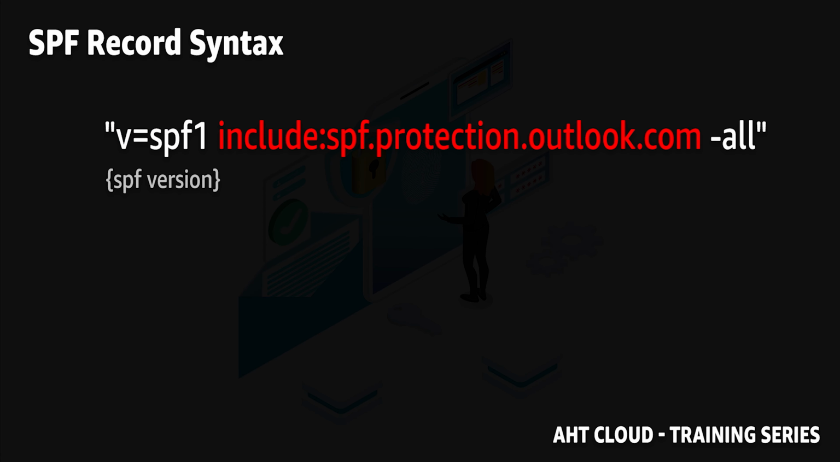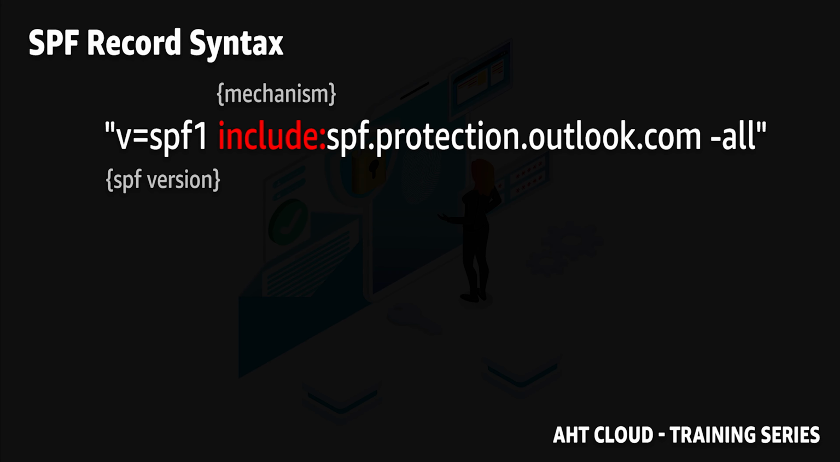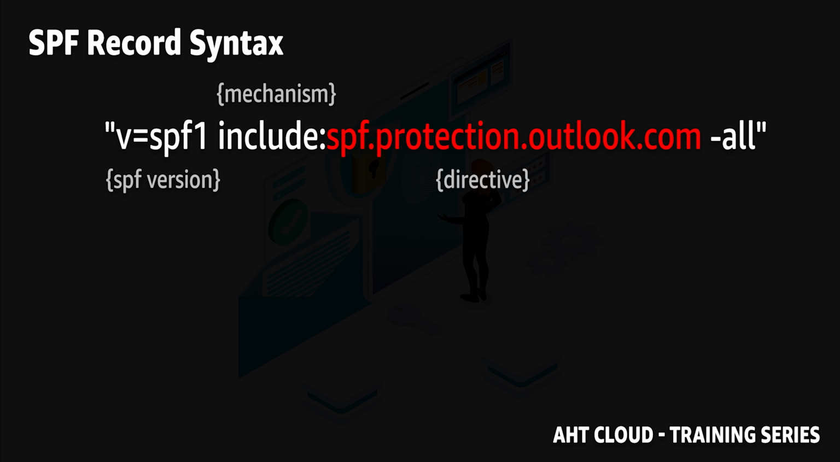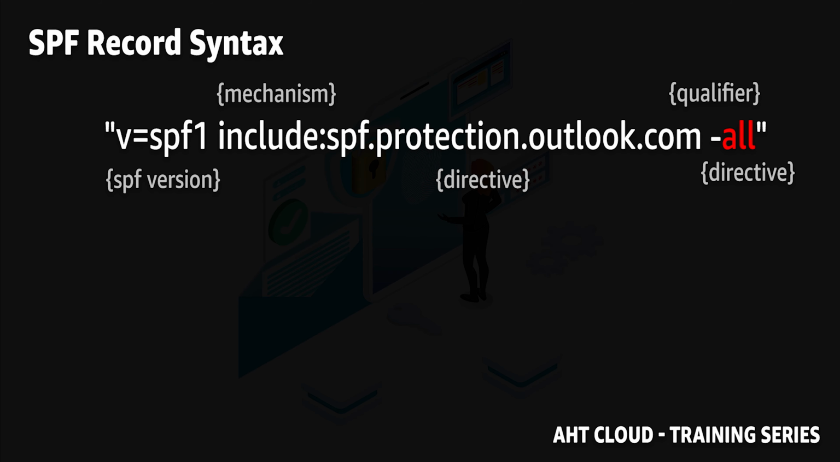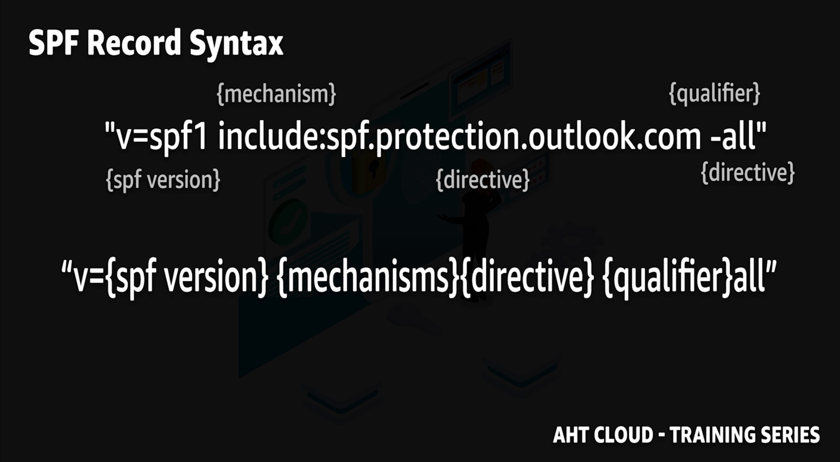The second part, include: and the URL for Outlook, consists of 2 parts. The include: is called the mechanism, and the second part, spf.protection.outlook, is called the directive. The last part also consists of 2 parts, known as the qualifier and the directive. Putting this all together, your SPF record should always look something like this.